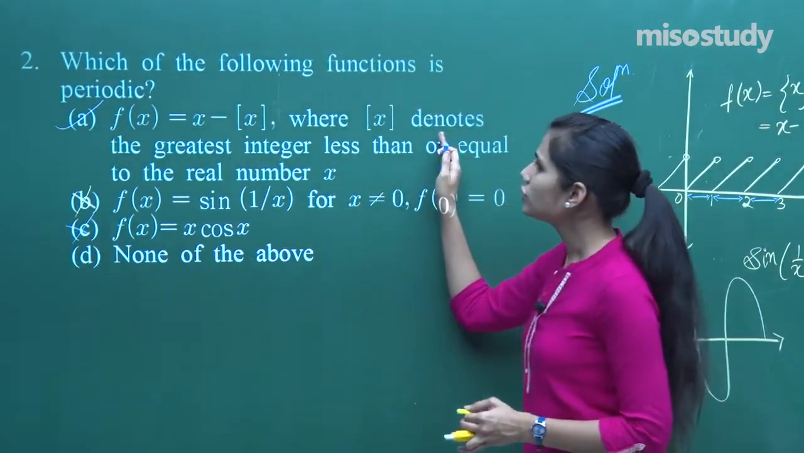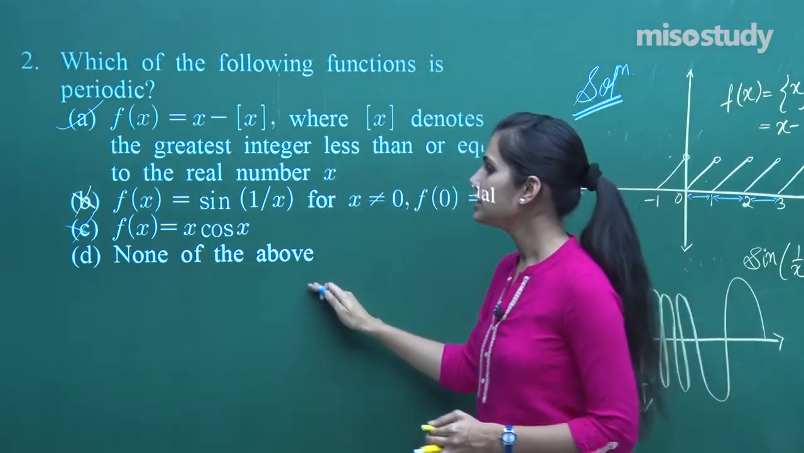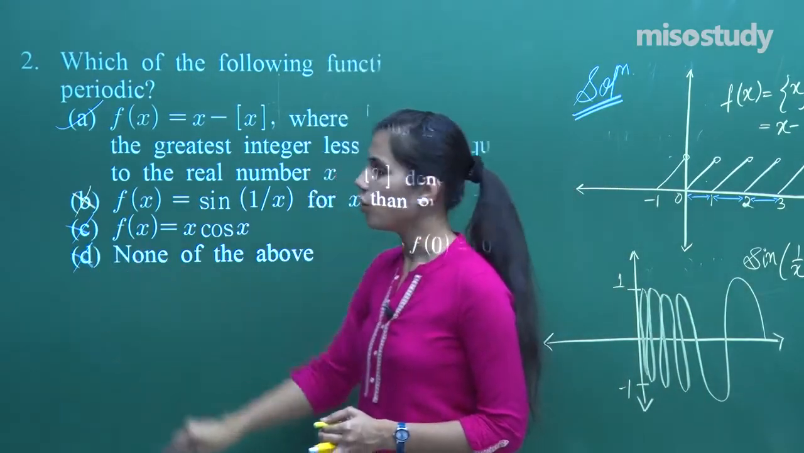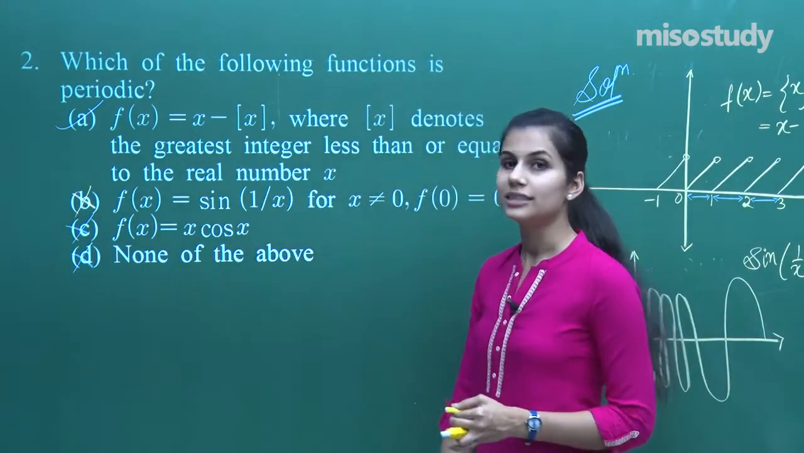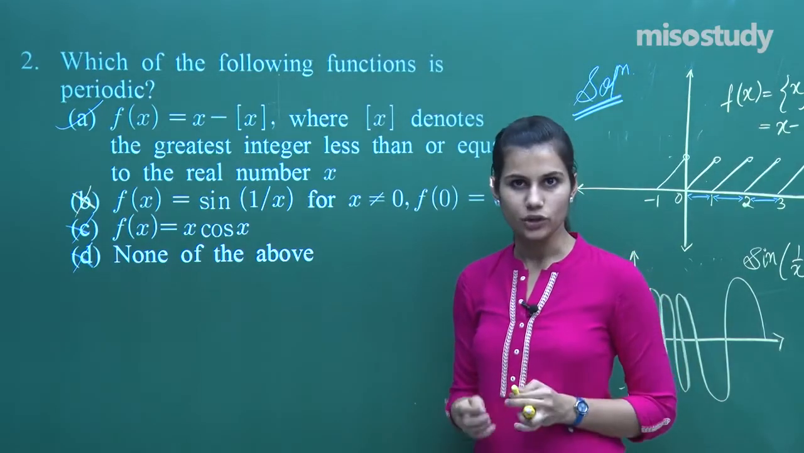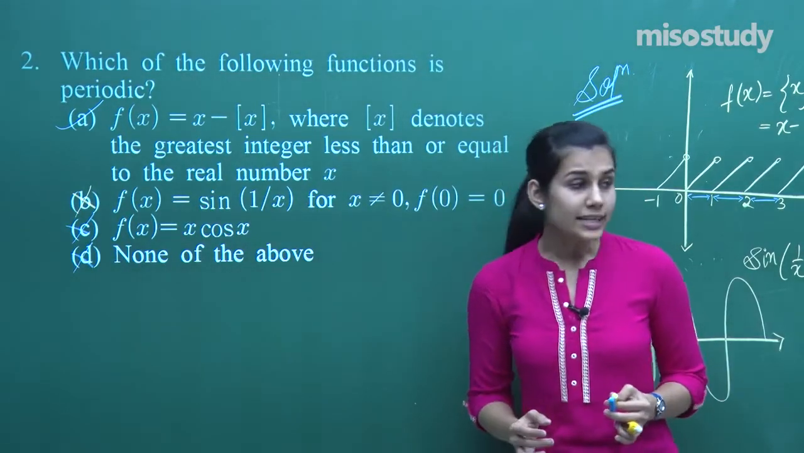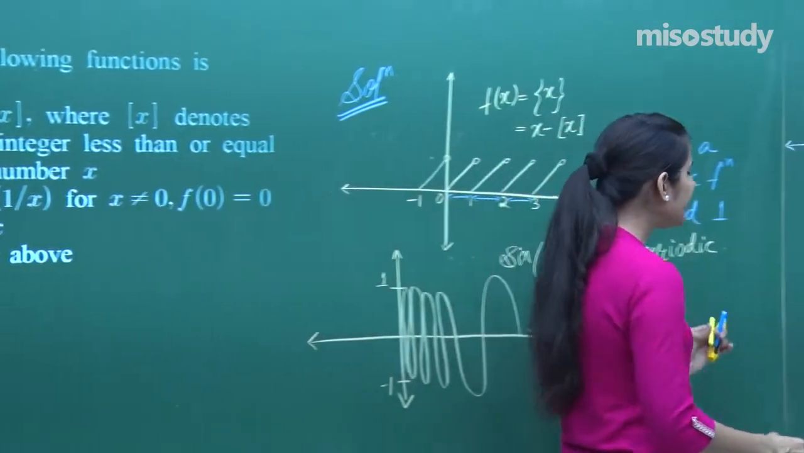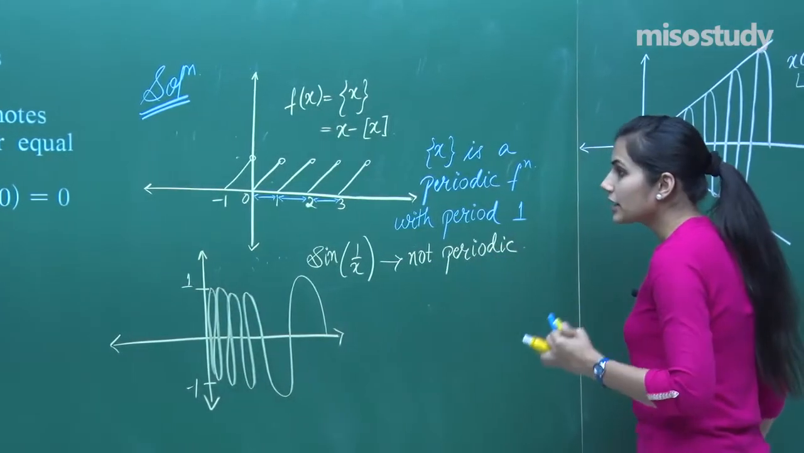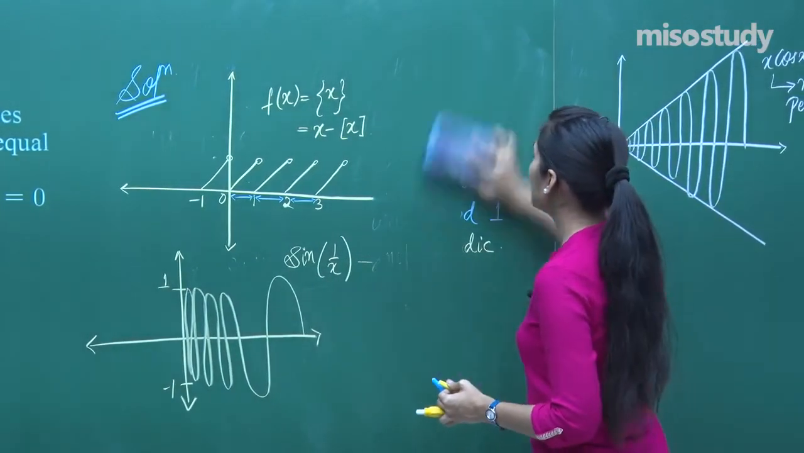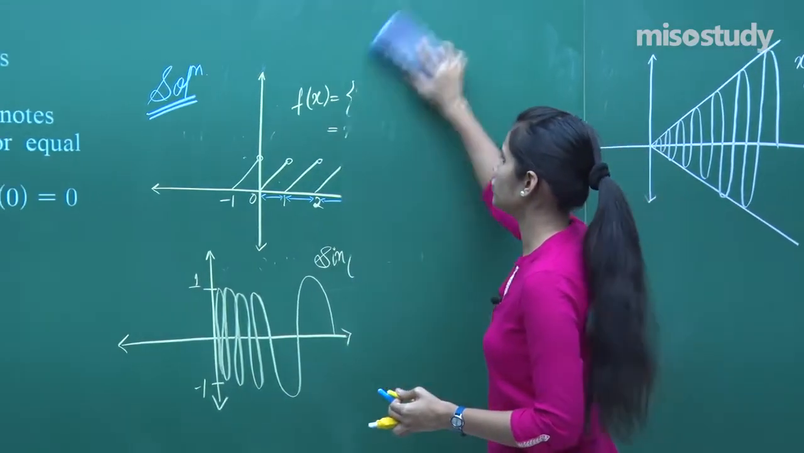Which of the following functions is periodic? None of these above is also wrong, because yes, the fractional part of x was a periodic function. So, right now if you would have observed, basically the very idea of graph of a function helped me to come up with the answer to this question.